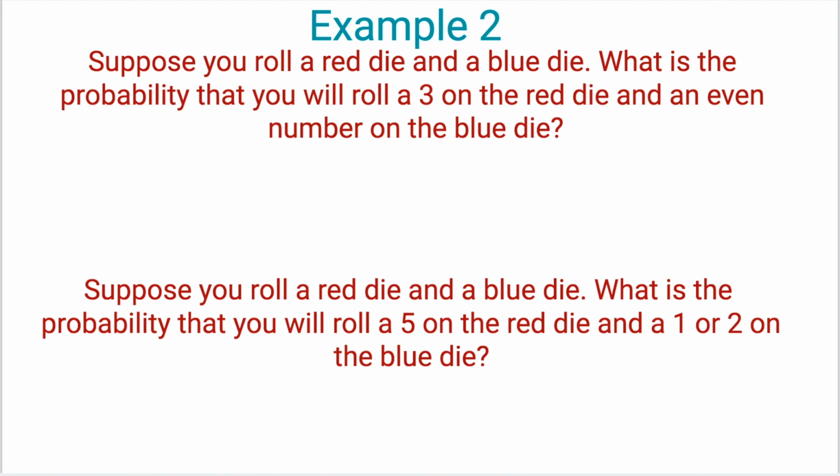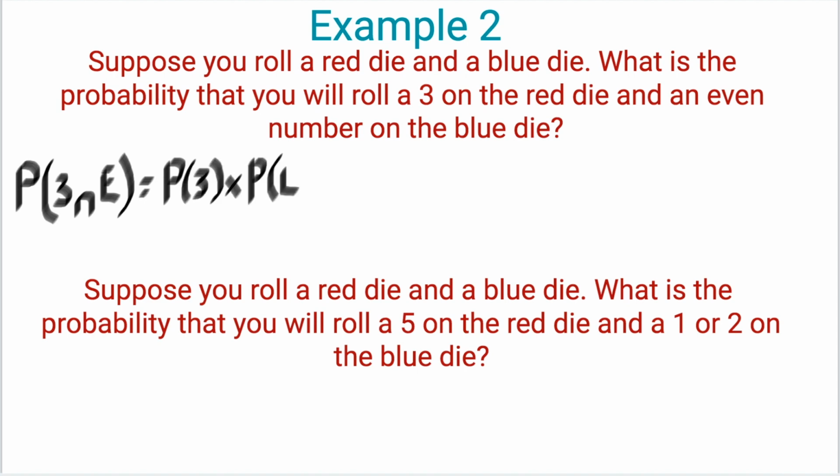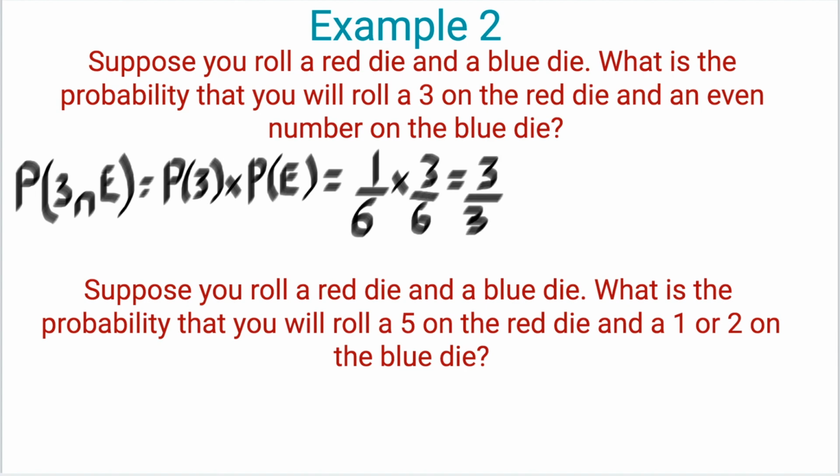So we're going to calculate the probability of 3 and an even number. That means the probability of 3 times the probability of getting an even number on the blue die. The probability of a 3 is just 1 over 6. There's only one 3 on the red die. To get an even number, there are 3 even numbers on the blue die. So 1 over 6 times 3 over 6 is 3 over 36. When you simplify that, you get 1 over 12.